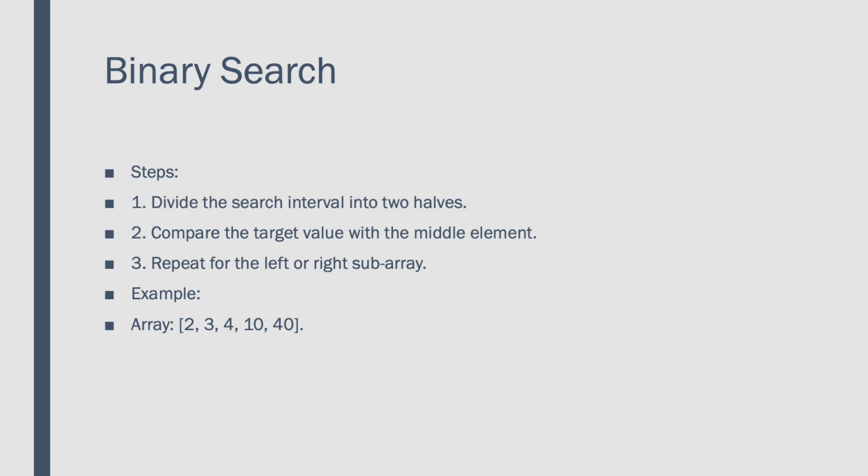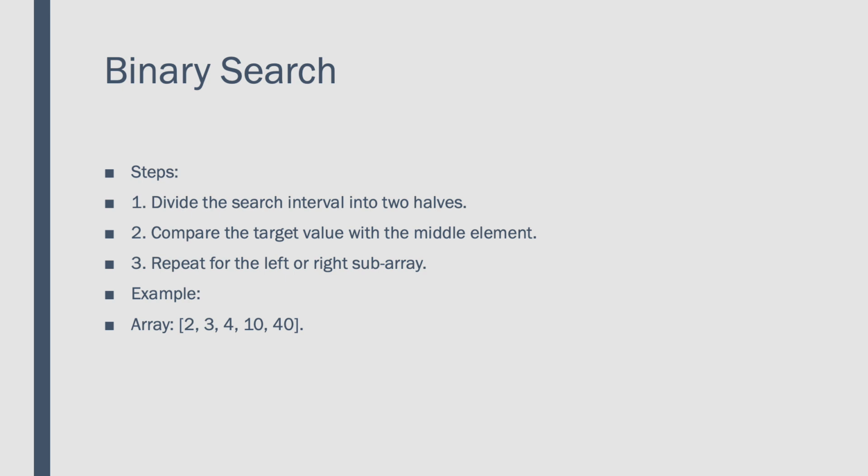Okay, binary search. Binary search is used to find an element in a sorted array. Instead of searching through every element one by one, as we do in linear search, it continuously divides the search space in half, drastically reducing the number of comparisons.